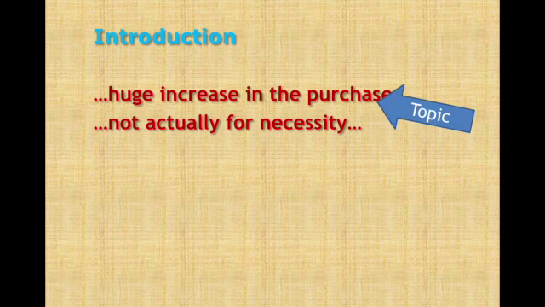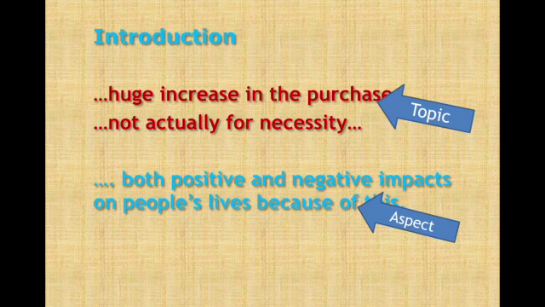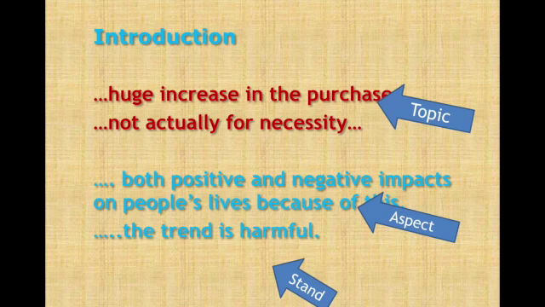And so the topic, which is the first thing we have to focus on, is the message: the huge increase in people's habit of purchasing, which is not actually for necessity, or which is not actually very necessary. So we have to write a topic that has this same message, and then after that we have to come down to the aspect of the question, which is that we have to say it has both positive and negative impacts on people's lives because of consumerism. And then finally we can say this trend is really disastrous for people and also for society as well.